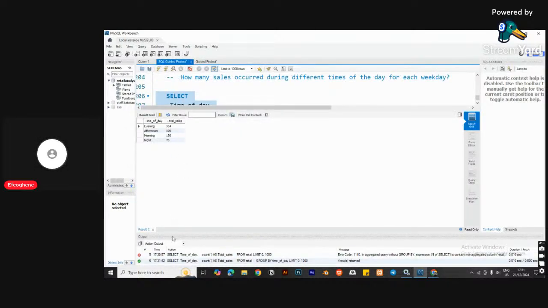All right, so you can see here, this is the total count for each time of the day. So all the evenings aggregated together, we had about 354 sales. And then in the afternoon we had 376 sales, and in the morning we had 19, night we had 75. Okay, so this is what the question is asking.